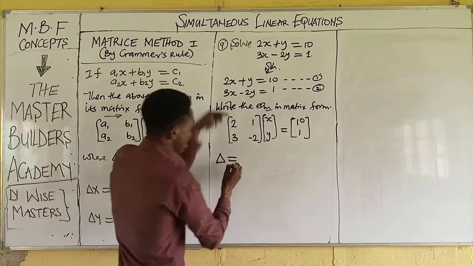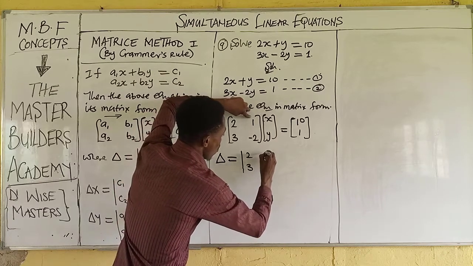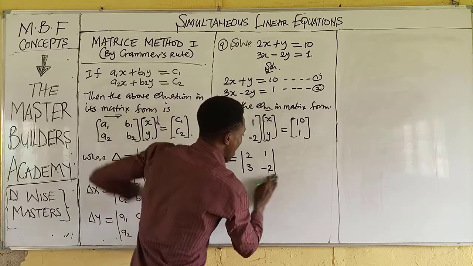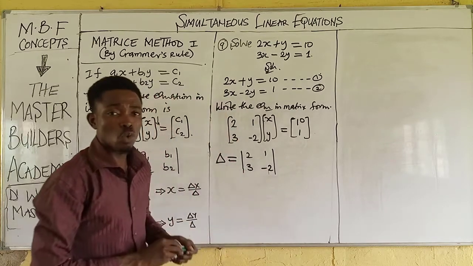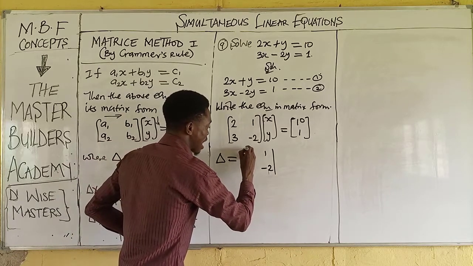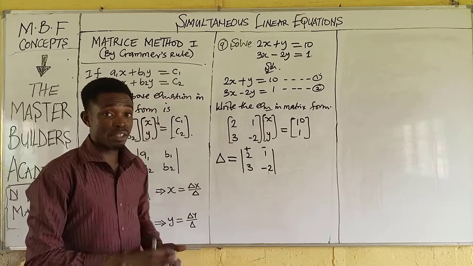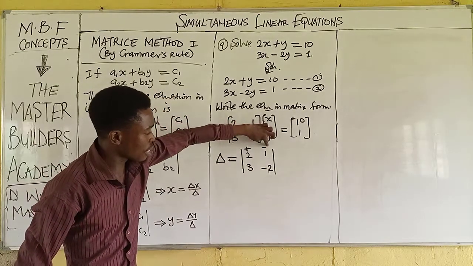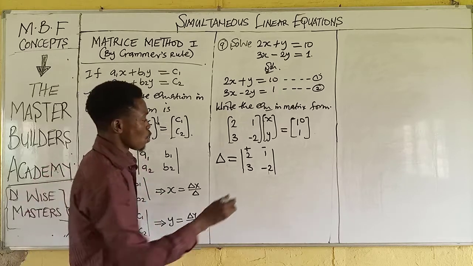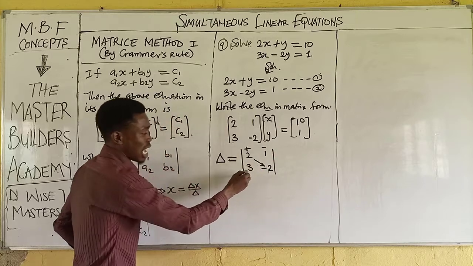So the determinant of this matrix is 2, 3, 1, minus 2. Now, anytime you are using Cramer's rule to determine the matrix, listen carefully. You start by putting what sign here. This is plus, minus. This is Cramer's rule we are using here. This is plus, this is minus. All you need to do is to do diagonal multiplication. So first, this guy will multiply this, and this other guy will multiply this.